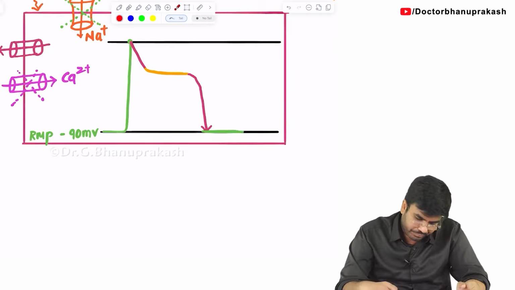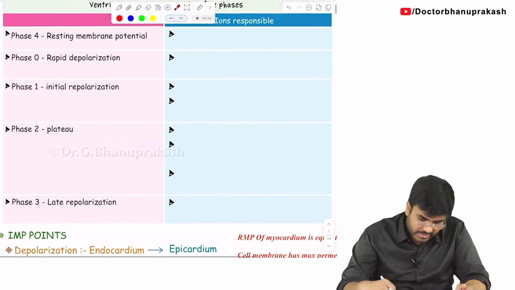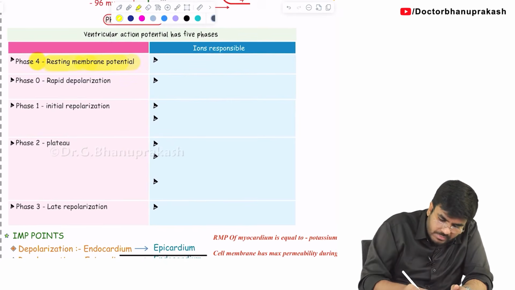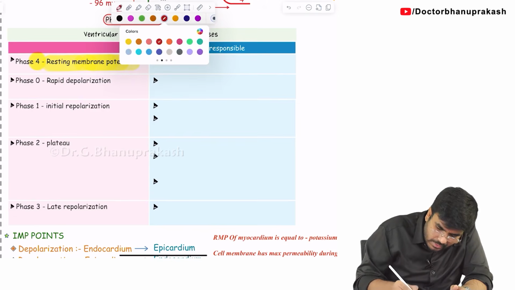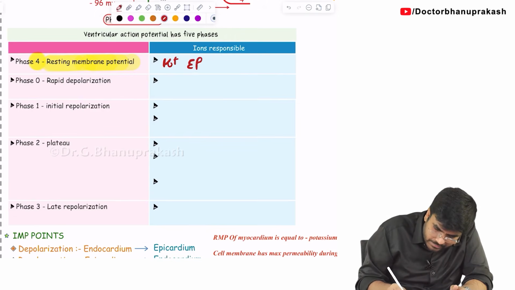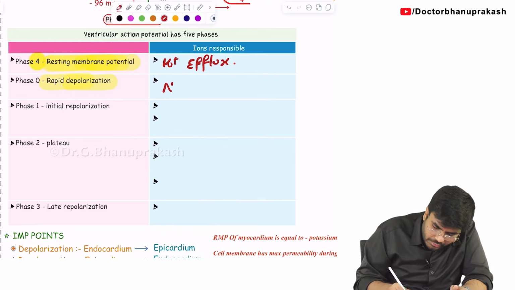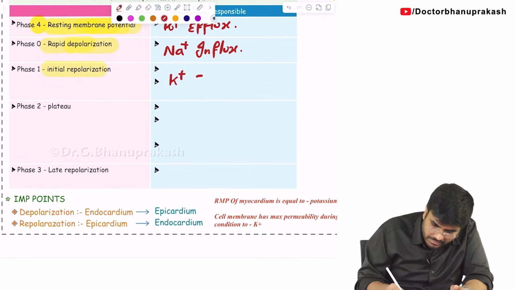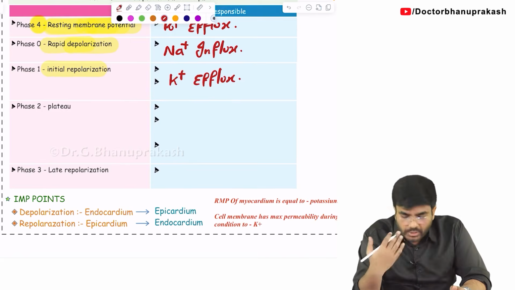Now let me write all these 5 phases one by one in your book. Sir, what are the 5 phases? The first is phase 4, the resting membrane potential, and you know the resting membrane potential is always due to potassium efflux. Next, rapid depolarization is due to sodium influx. Initial repolarization, I have told you, is due to potassium efflux. Sodium influx decreased, number 1 event, potassium efflux started.